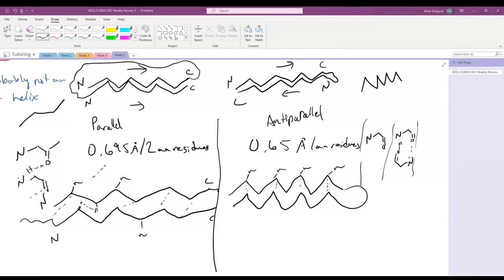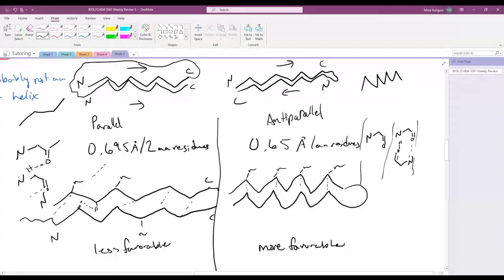And the final difference is in terms of stability. Antiparallel are more favorable, and the parallel are less favorable. And this comes partly because antiparallel have those hydrogen bonds right on top of each other. It lets them be a little bit closer, so they're a bit stronger because of that. Okay, so those are the four big differences between parallel and antiparallel beta sheets: the length, the stability, the bent or straight hydrogen bonding, and then the location of the hydrophobic side chains.